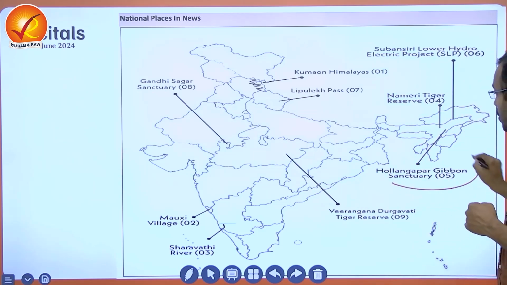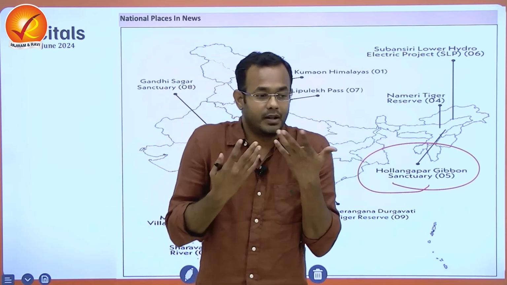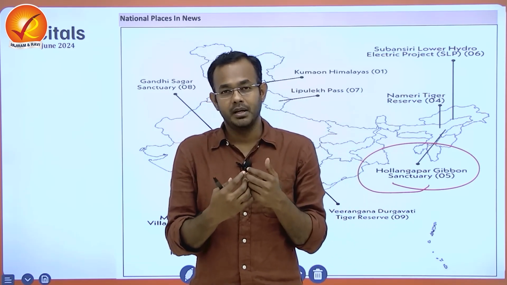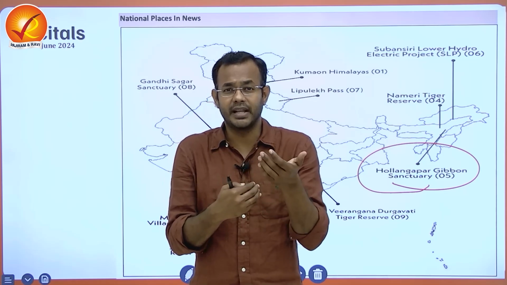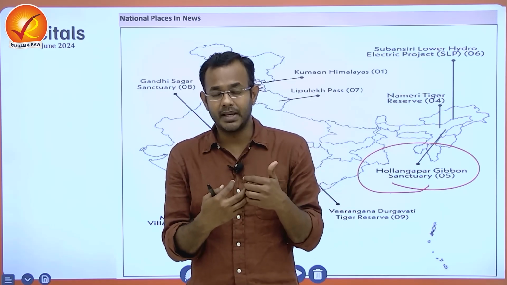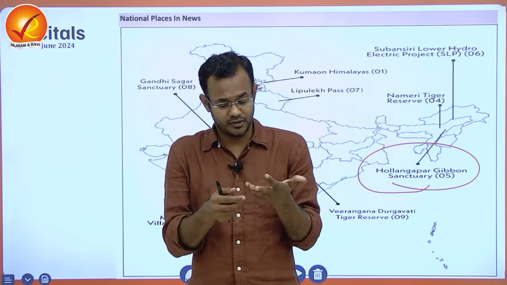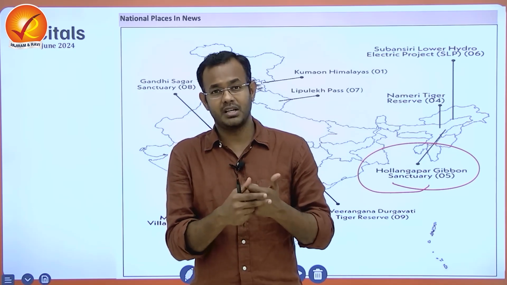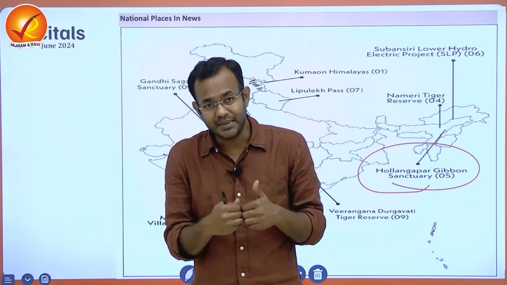Moving on to the next, Hollongapar Gibbon Wildlife Sanctuary. In India, let's move a bit above. If you speak in terms of environment, we do have apes. Apes have been categorized into great apes and lesser apes. Within great apes, there are 4 major apes: we'll have orangutans, chimpanzees, gorillas, and bonobos, right? Apart from them, there are lesser apes as well.